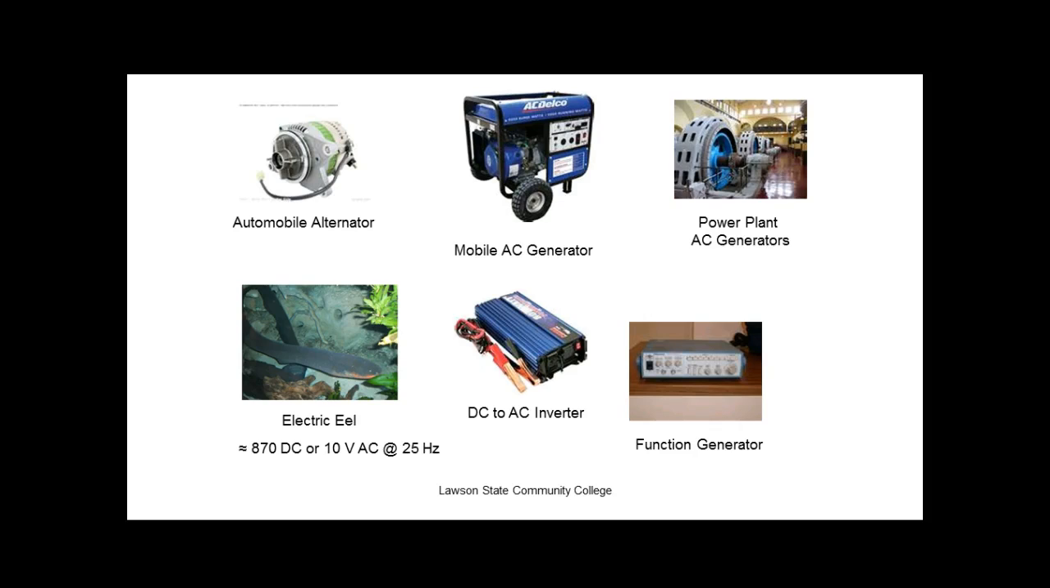If you got one of these guys right there, it produces AC. These are some of the big generators at a power plant. They make AC. An electric eel produces both DC and AC. It can produce up to 870 volts DC to kill something, and then it can do 10 volts AC at 25 cycles to stun things. So if it doesn't want to kill something, it can stun, which is pretty neat.